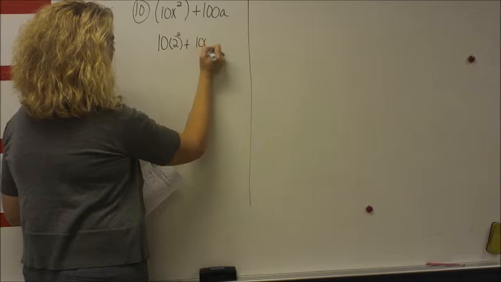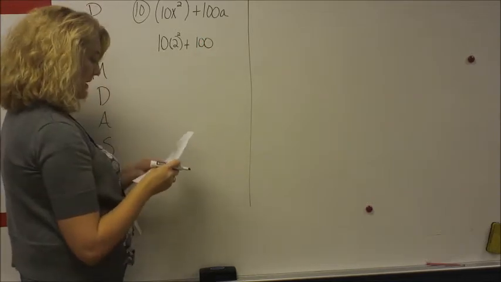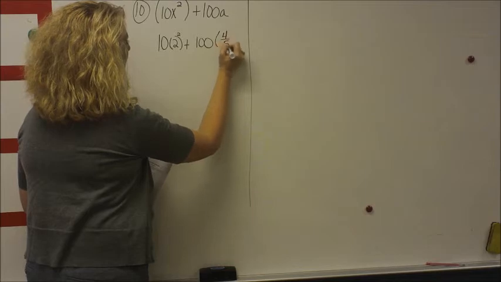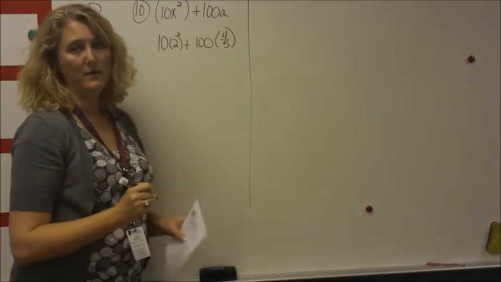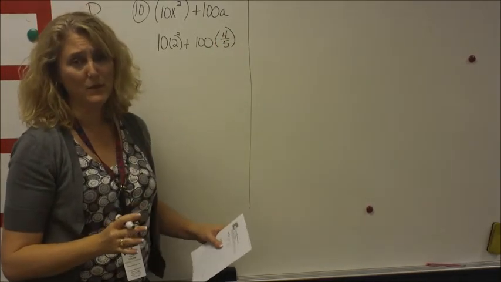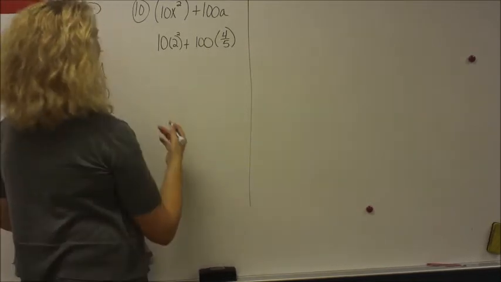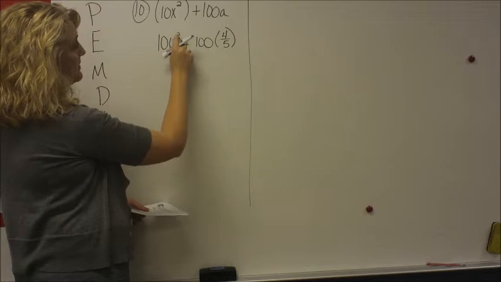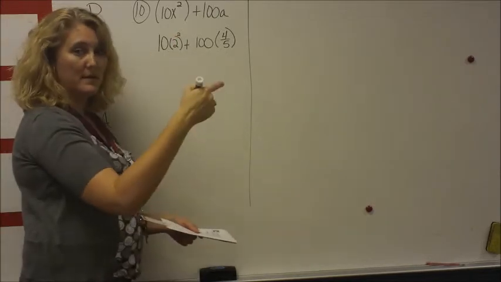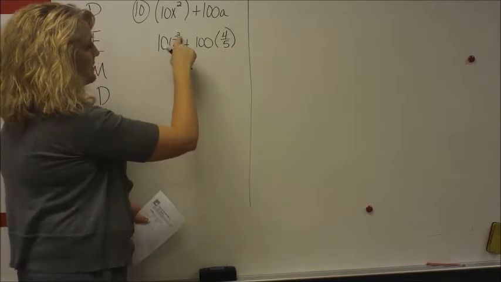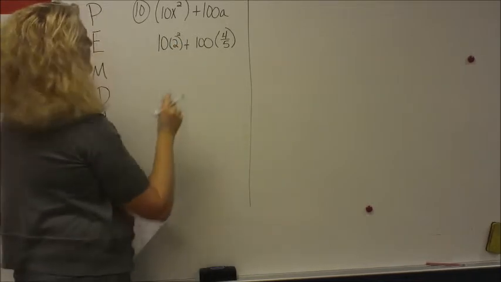Plus 100 times, the study guide says that A is equal to 4/5. Oh no, it's a fraction. I don't know what to do. Yes, you do. A fraction is just a number, okay? First thing, though, that we need to do is get rid of the exponent. Parentheses, then exponents. Don't have any more parentheses, so I got to get rid of the exponent.